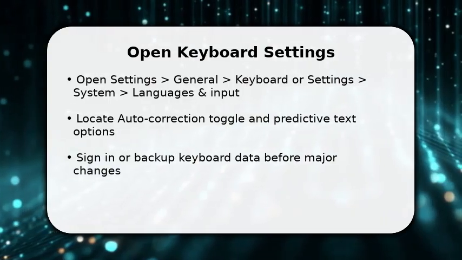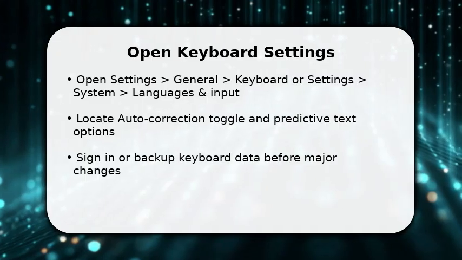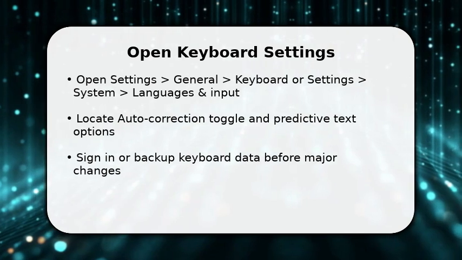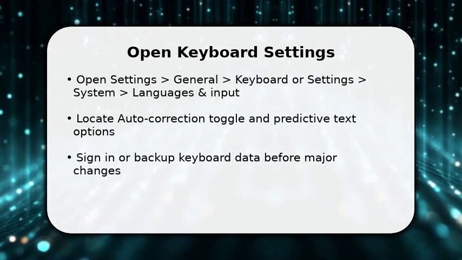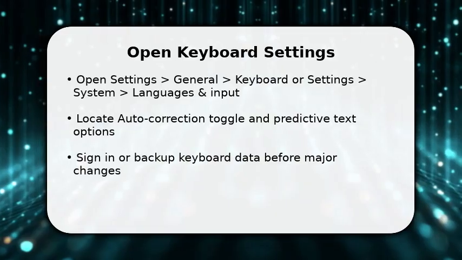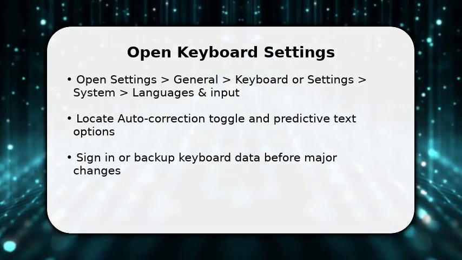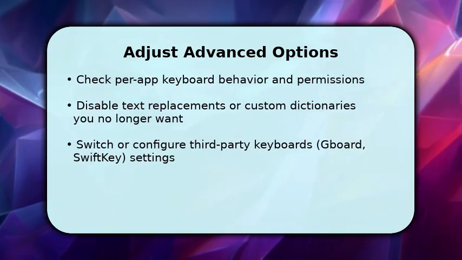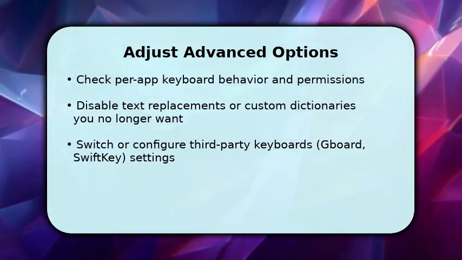Make sure to back up or note important text replacements you have set, because turning features off won't delete user replacements, but changing keyboards might. This first step stops instant auto changes while keeping suggestions available. Once done with the basic toggle, dive into advanced options so the change sticks across apps.